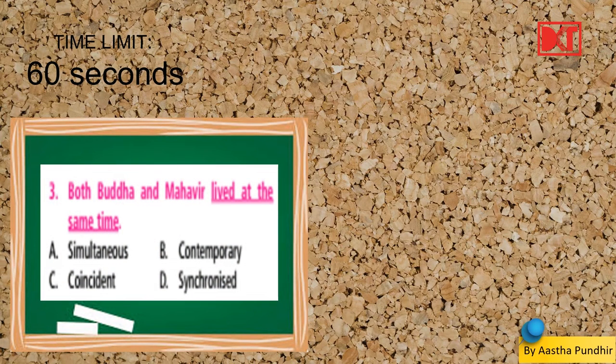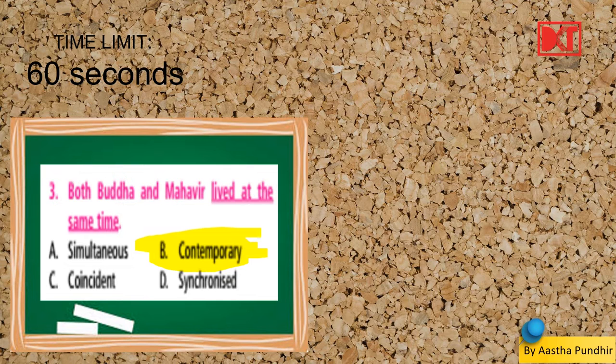Okay, here both Buddha and Mahavir lived at the same time. So people who live at the same time are referred to as A, simultaneous, B, contemporary, C, coincident, or D, synchronized. The people who live at the same time are referred to as contemporaries. Like two people who, suppose in cricket, there are two cricketers who have played in the same era. They are referred to as contemporaries.